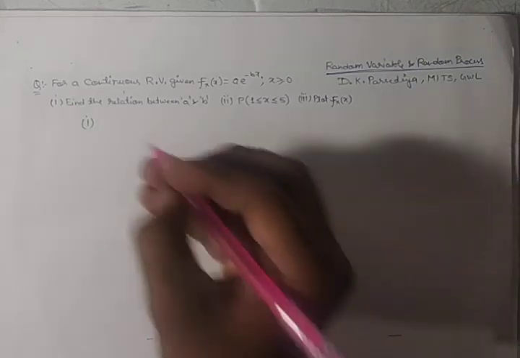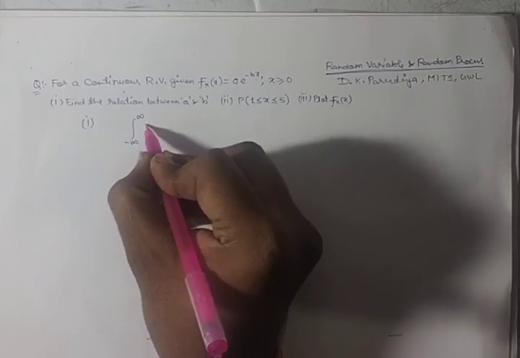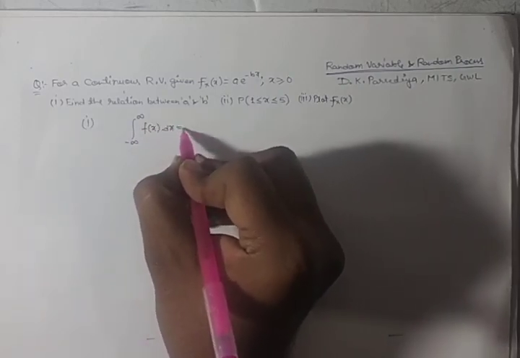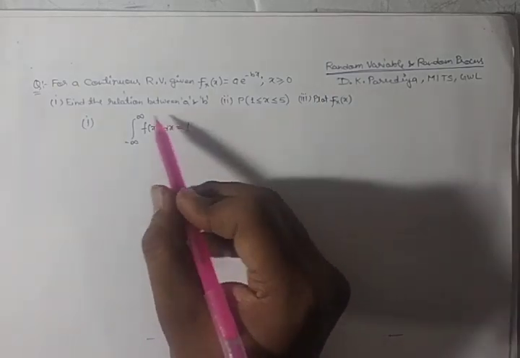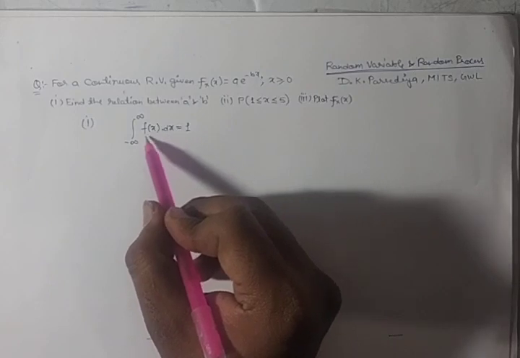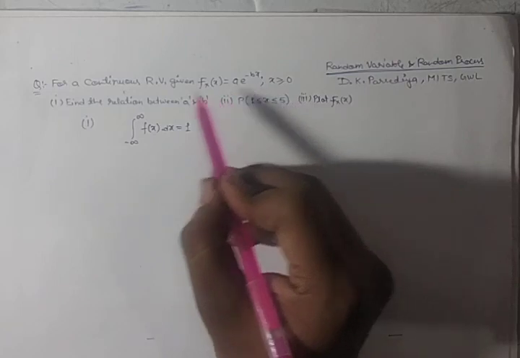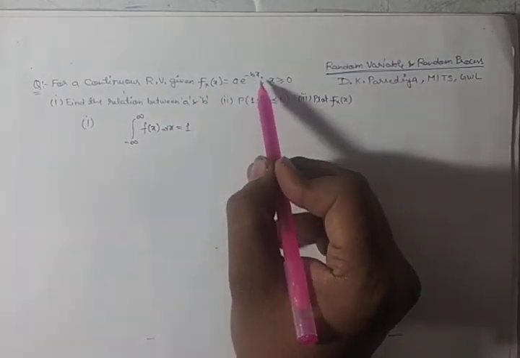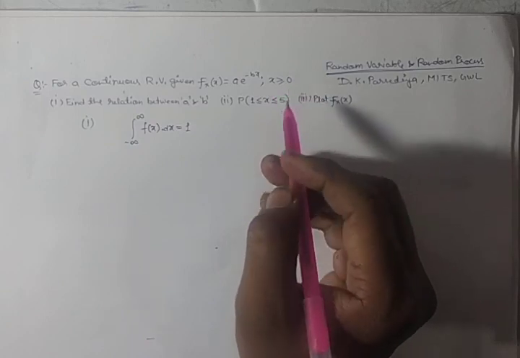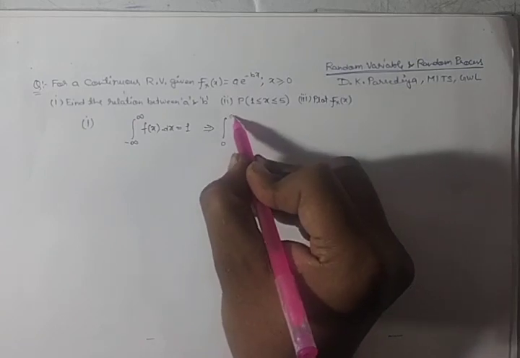So we may write the integration from minus infinity to plus infinity of f(x) dx must be equal to 1, and this expression denotes the area under this probability density function, which must be equal to 1. So in our case, in this question, the given probability density function is defined for x greater than or equal to 0. So we may write integration 0 to infinity.